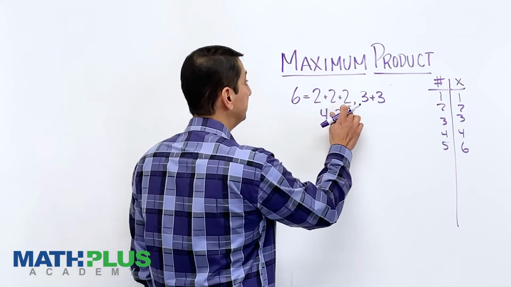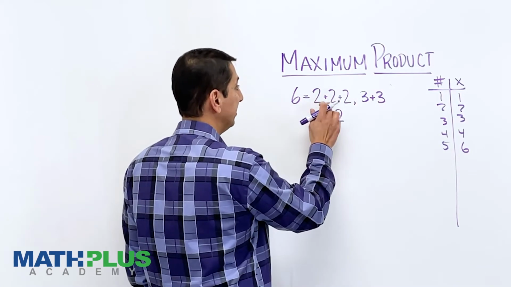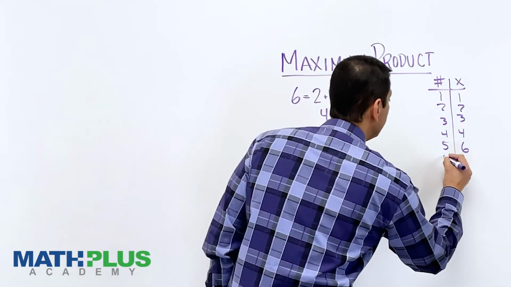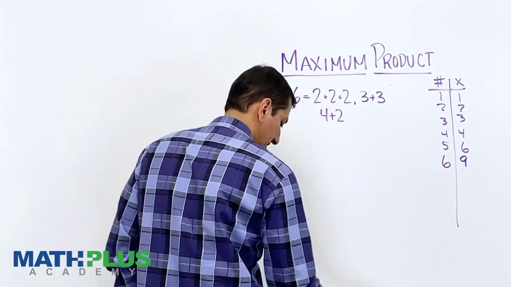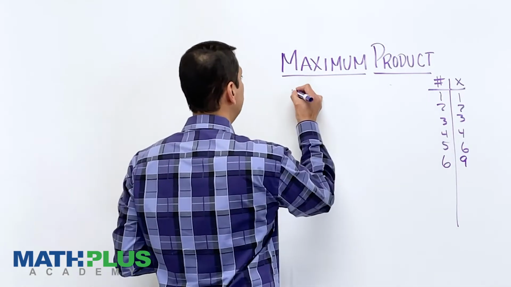2 times 2 times 2 is 8. Interesting. 3 times 3 is 9. 4 times 2, which is kind of this again, is 8. So I think the answer here is 9. Let me move along to 7.